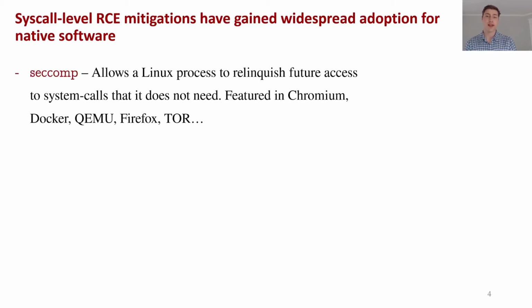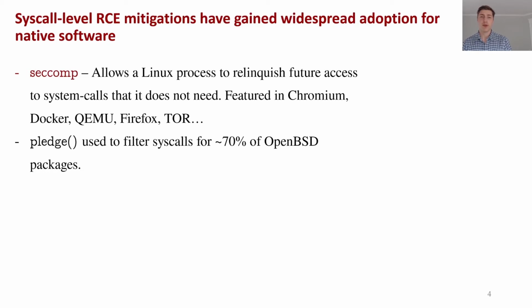On Linux, there's a dedicated seccomp feature that allows programs to give up future access to syscalls that the software doesn't need. This technique has been used to filter unneeded syscalls for a wide range of software, including web browsers, hypervisors, and containers. On OpenBSD, there's a simple facility called Pledge, which is used to filter syscalls on close to 70% of packages. So why aren't we doing the same thing to mitigate RCE attacks on web applications?